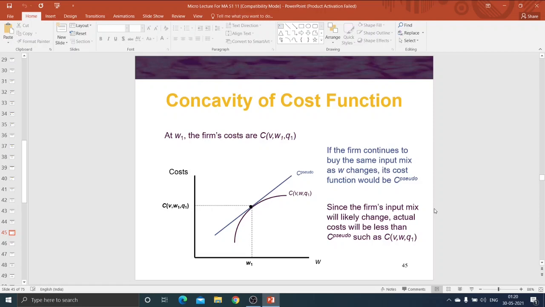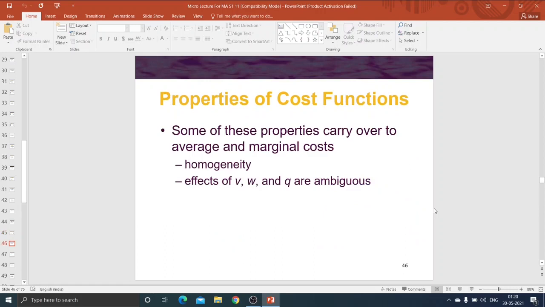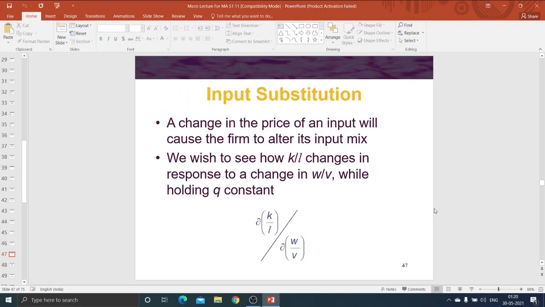There are other aspects of the properties of the cost function. Some of these properties carry over to average and marginal cost, but the homogeneity effects on them are ambiguous in that context. A change in the price of an input will cause the firm to alter its input mix. We wish to see how K/L changes in response to a change in W/V while holding Q constant. So we know the partial change in K/L divided by the partial change in W/V.